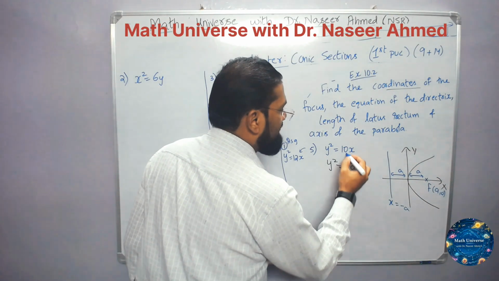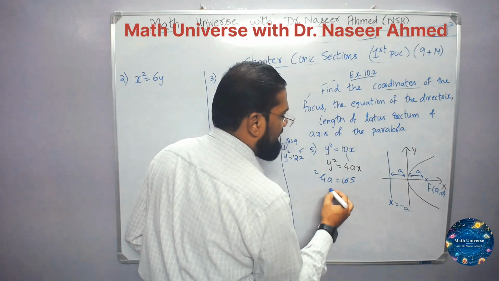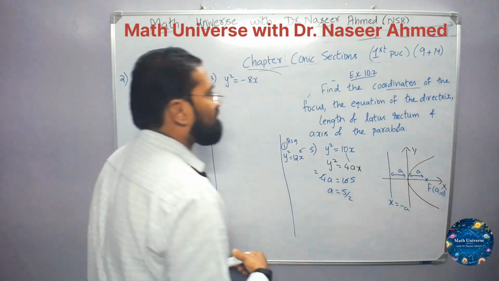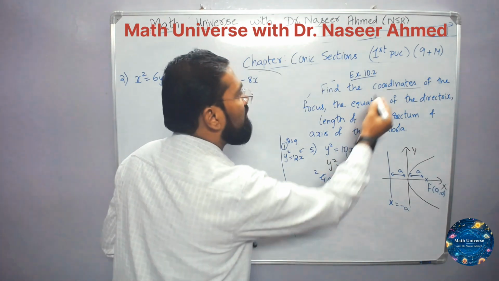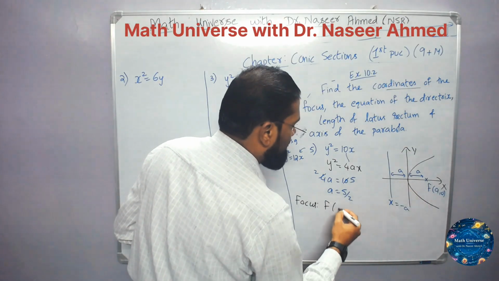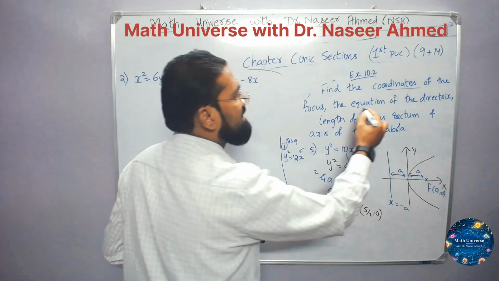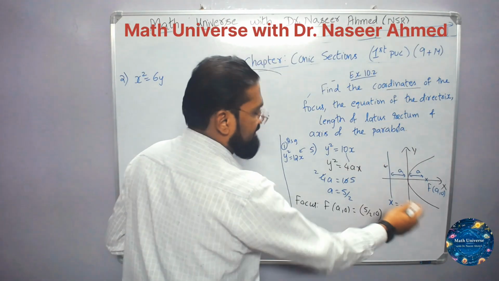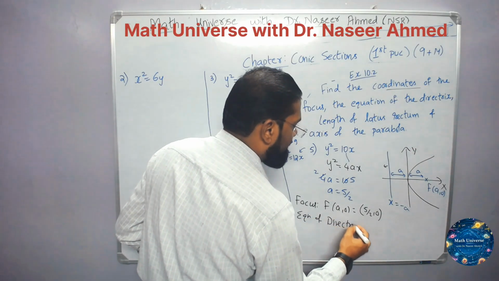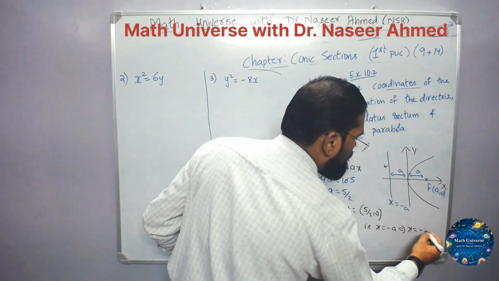Now just comparing, 4a is equal to 10, or 2 twos are 4, 2 fives are 10, so a is equal to 5 by 2. Now what is the coordinate of focus? Focus will be F (a, 0), which is (5 by 2, 0). Next is the equation of directrix, that is x equal to minus a. So the equation of directrix is x is equal to minus a, which implies x is equal to minus, what is a?